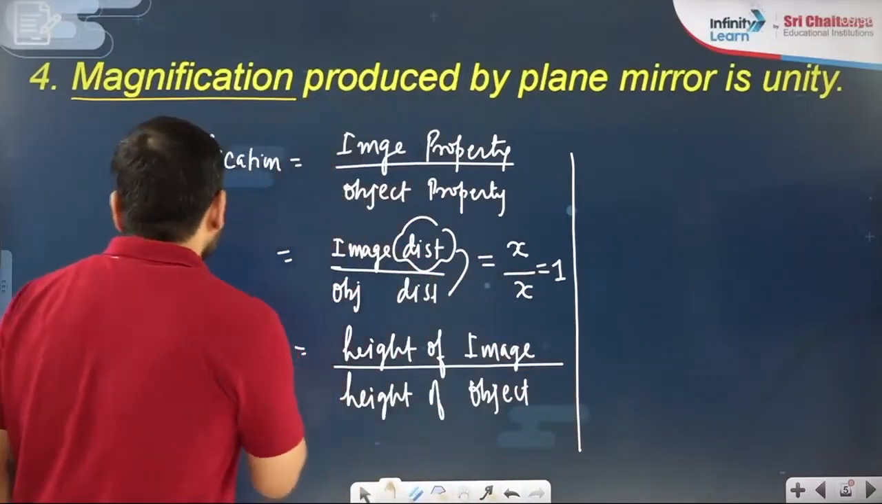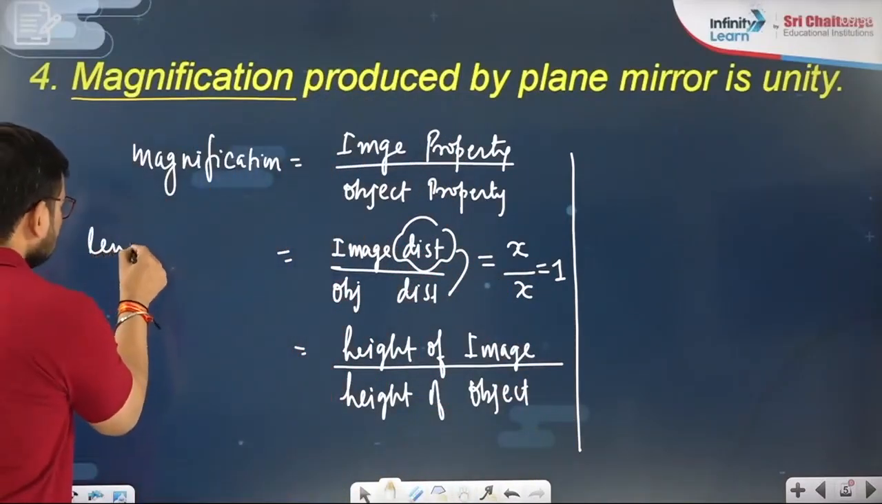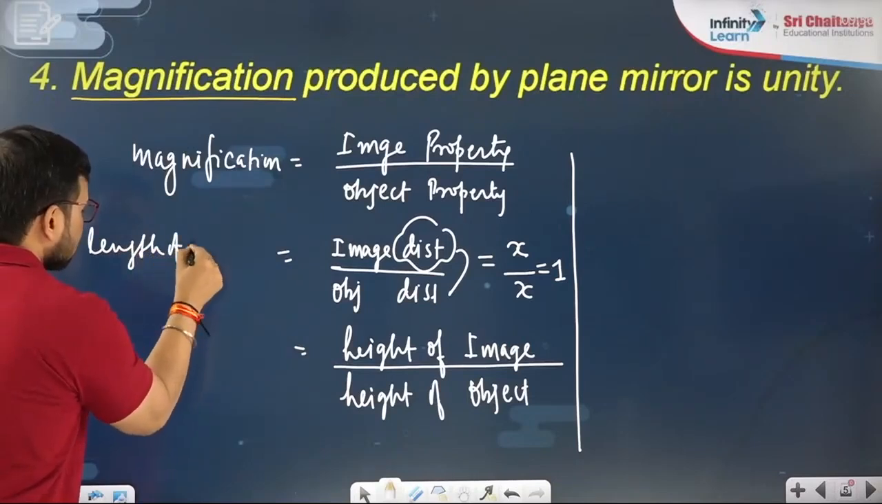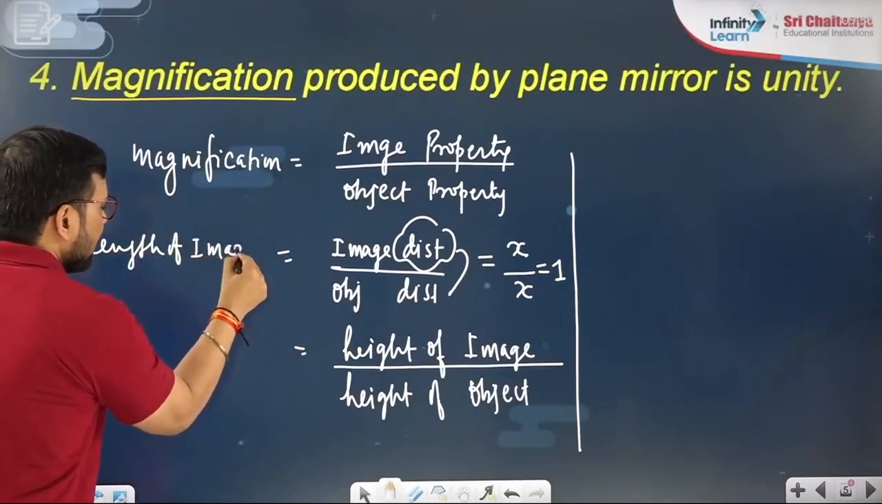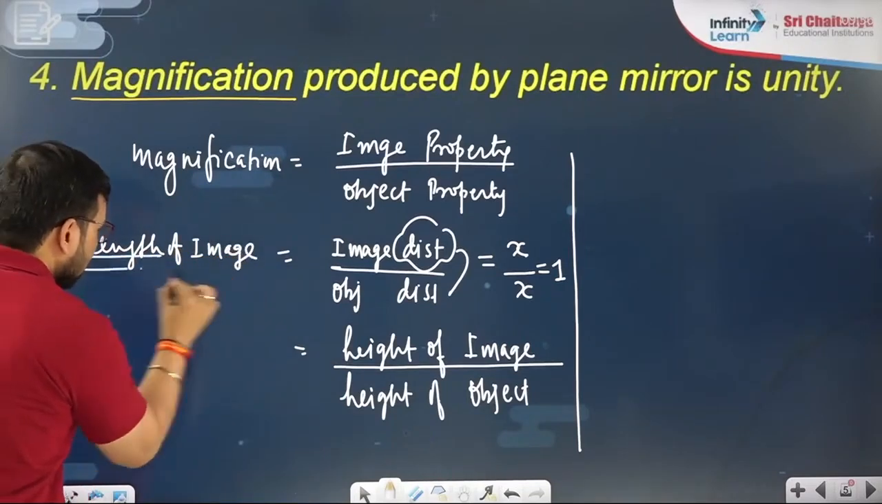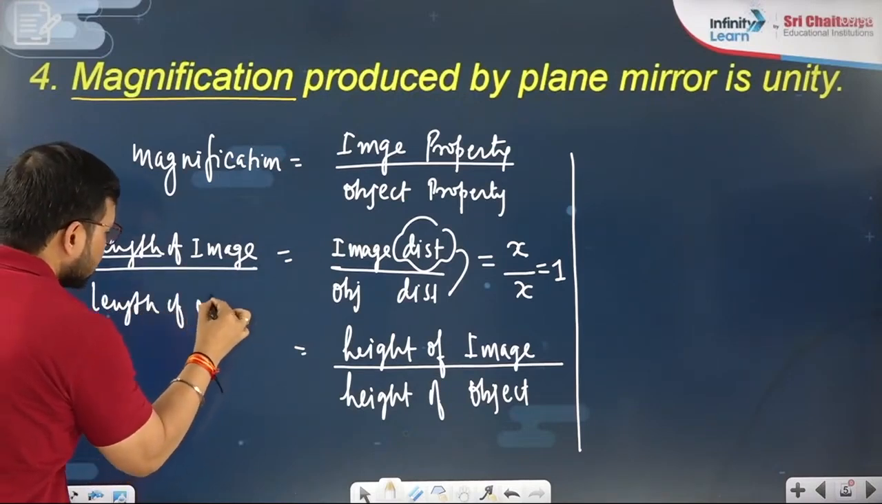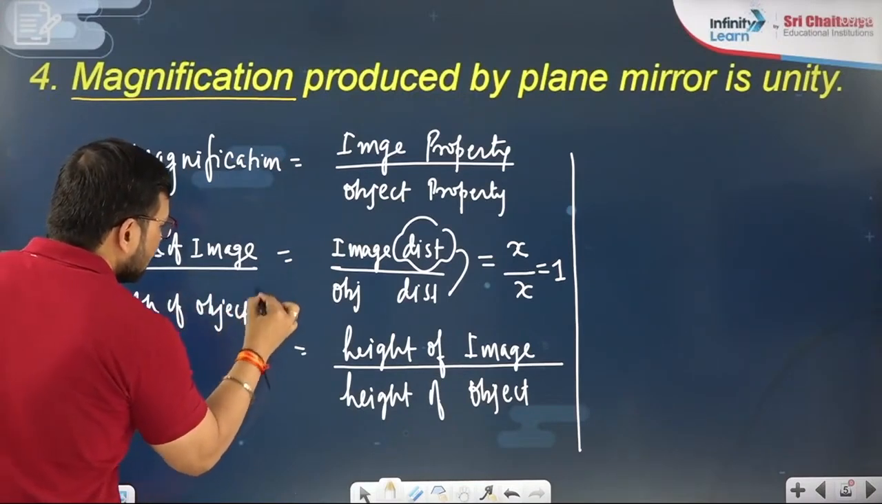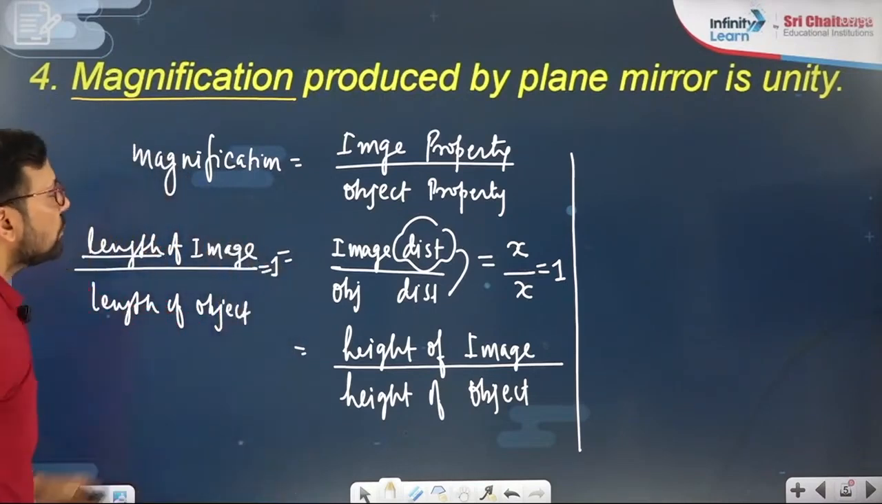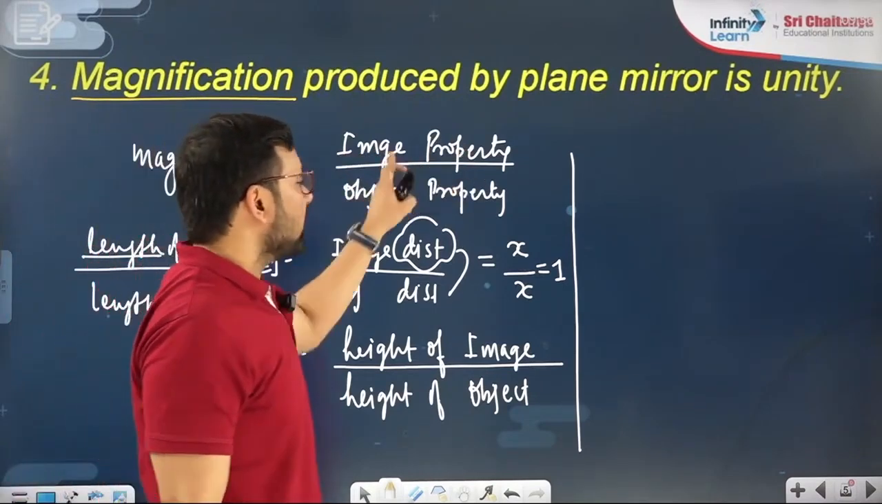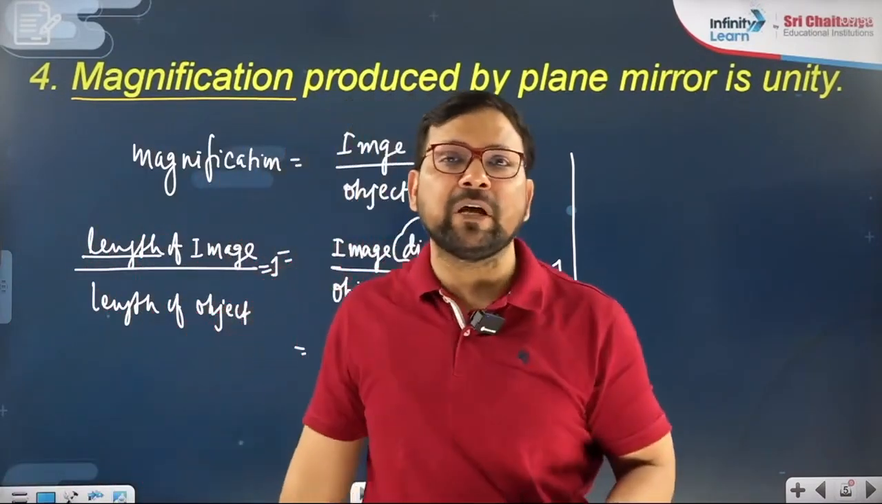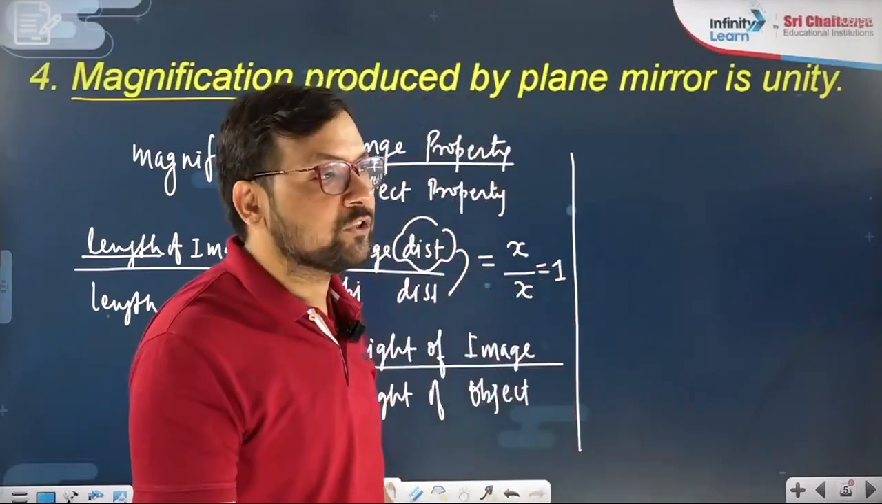If I write the length of the image, what characteristic, what property have I chosen? Length. And then I am comparing this with the length of the object, that also will have the same value. So any property of the image compared with the same property of the object will have the same value. That is the magnification, unity.